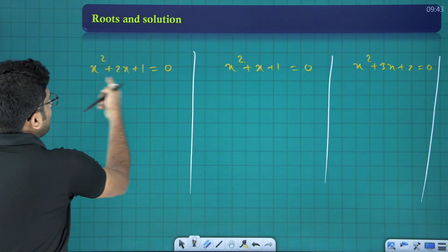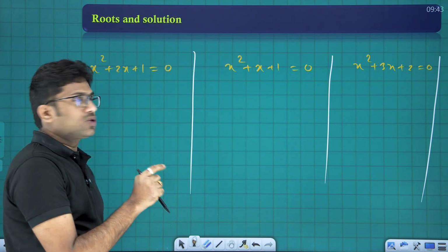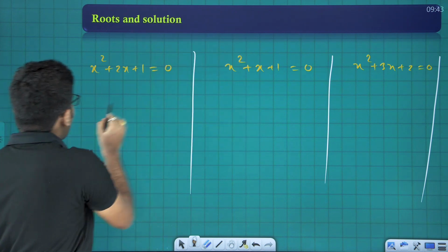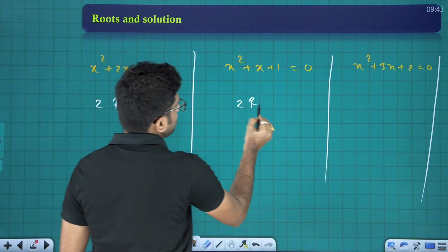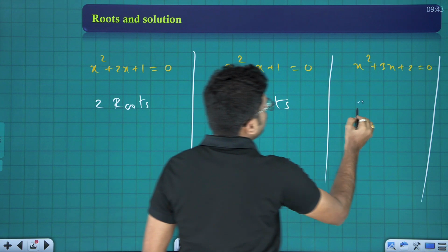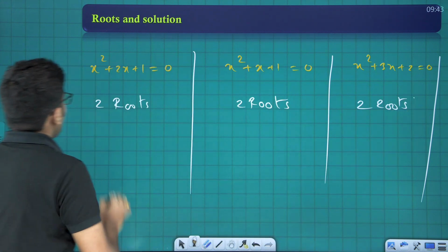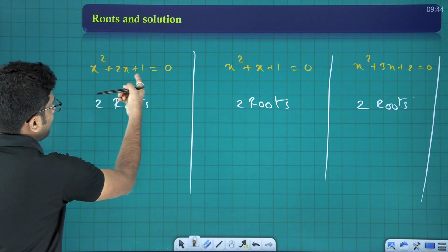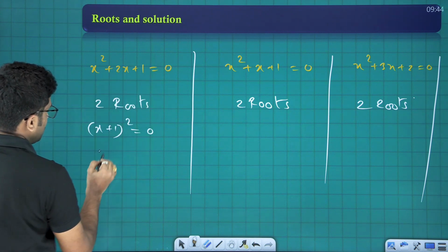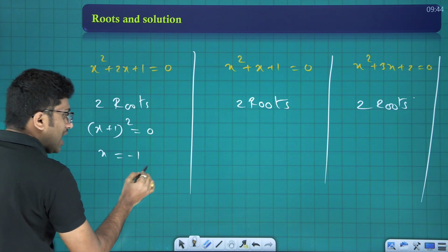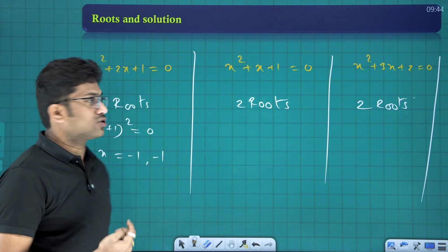If we look at these three equations, in all three cases these are quadratic equations, so with degree 2 they will have two roots for sure. Now, what are the two roots? Let's say x² + 2x + 1 = 0. We can write it as (x + 1)² = 0, so x = -1 and -1. Two roots, but repeated roots.